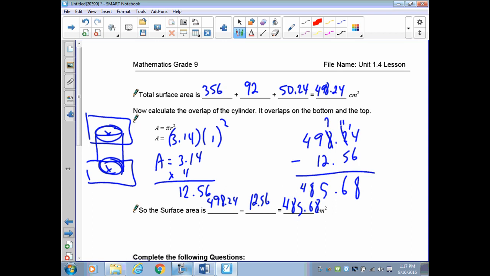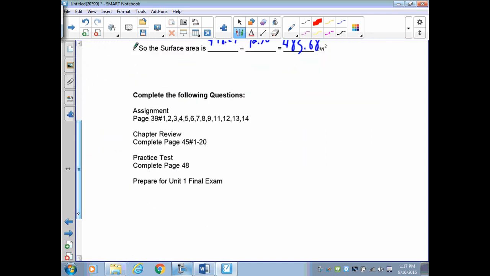Centimeters squared. Okay, so we've done all the pieces, we've done all the different types of variations, so hopefully you can get these assignments done, and then remember to prepare for the final exam, or sorry, the unit final, and we will see you in Chapter 2.